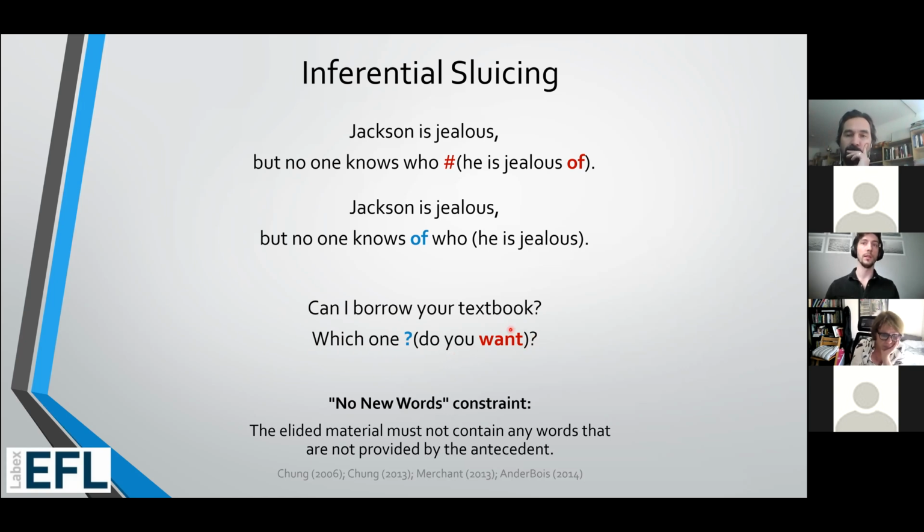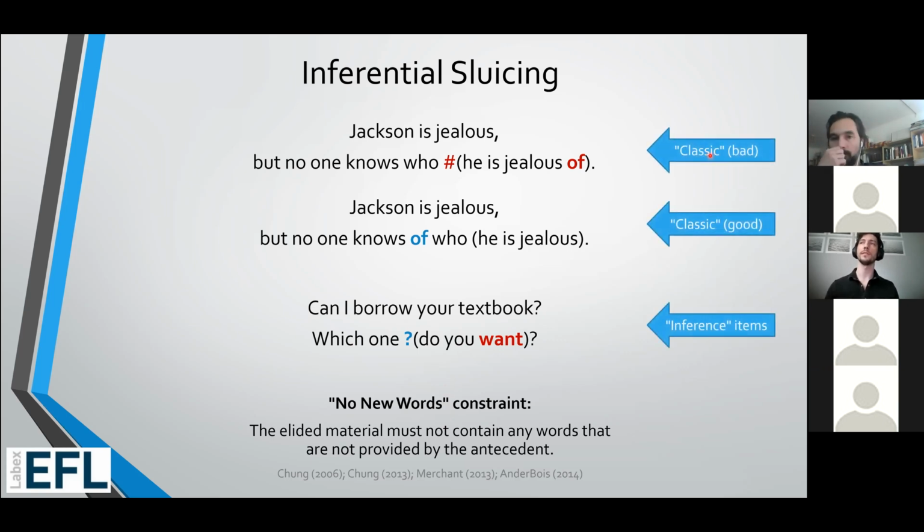All of which will, if you paraphrase them, require lots of words to be introduced into the ellipsis site that are not actually provided by the antecedent. So by virtue of this dialogue dynamic here with a request and a clarification question, it seems like there is an inference that's taking place that would intuitively run counter to the no new words constraint. Okay, and the experiment was designed to explore these intuitions quantitatively. Going forward, I will be calling these the classic bad items and the classic good items. So this is the classic minimal pair, right? And then these we'll just call the inference items because intuitively that's what's going on here.